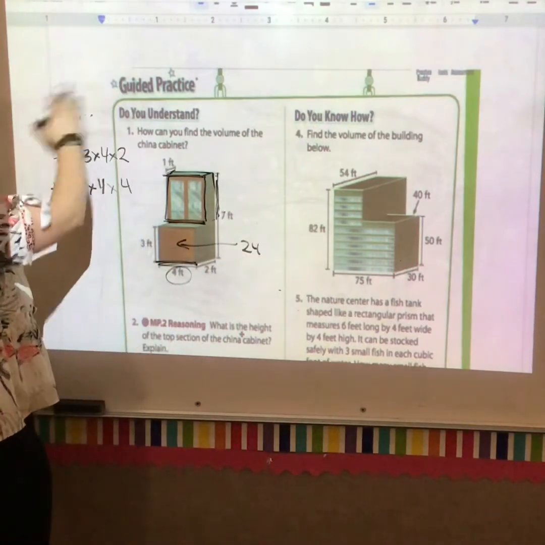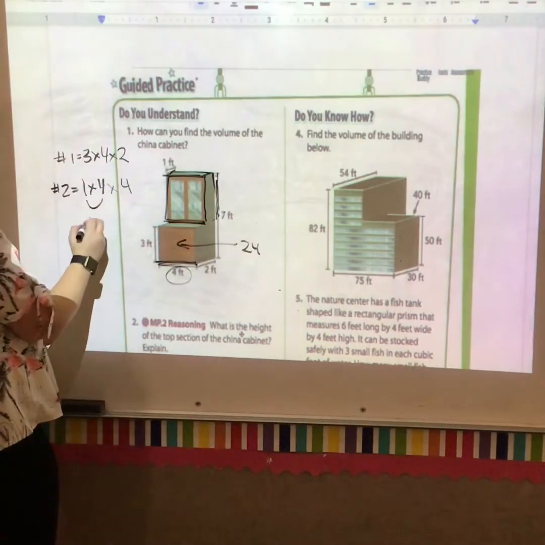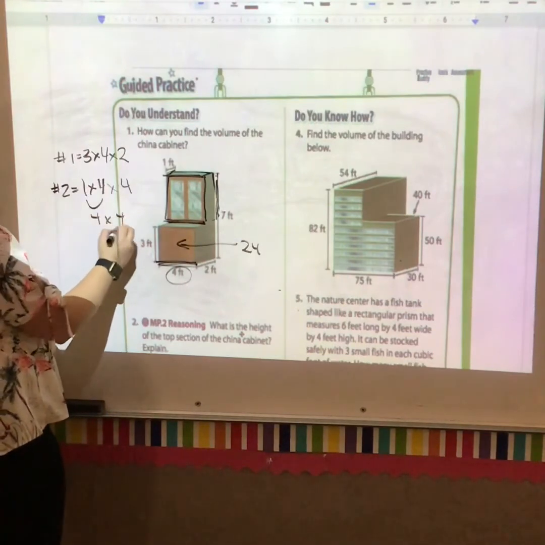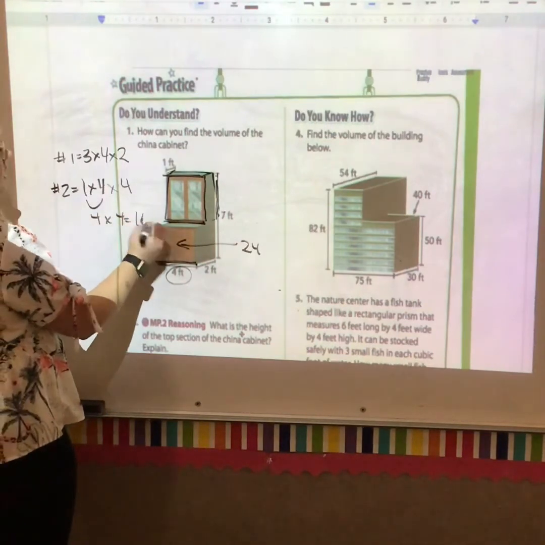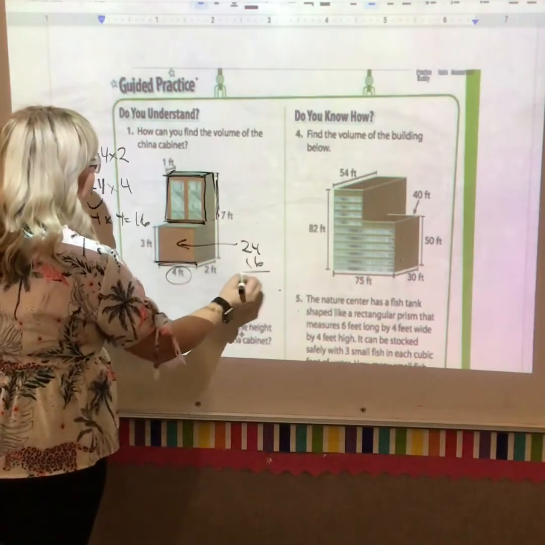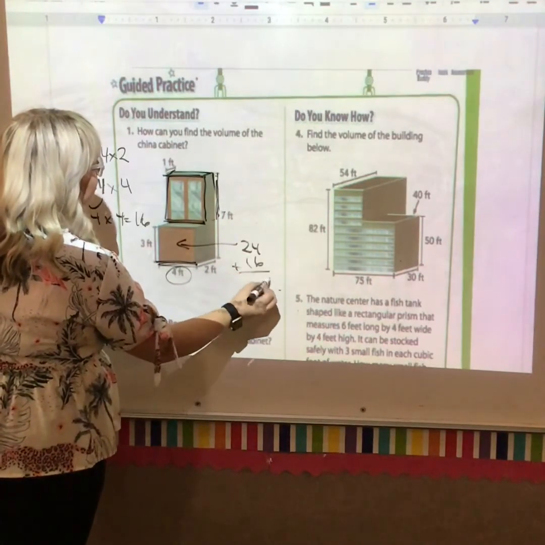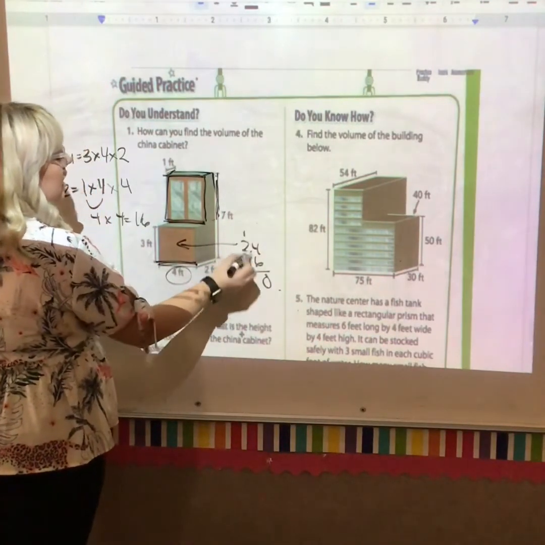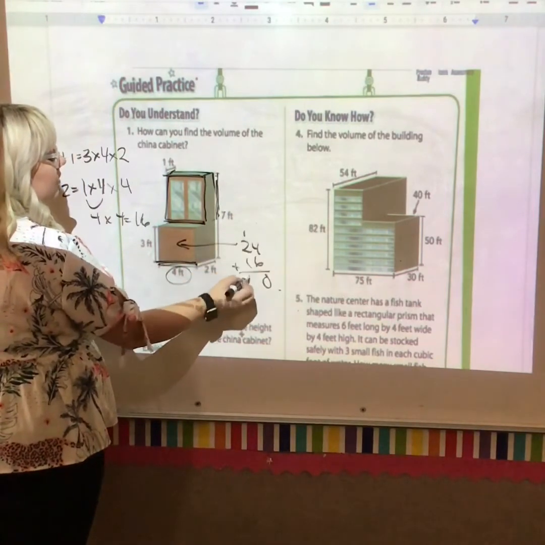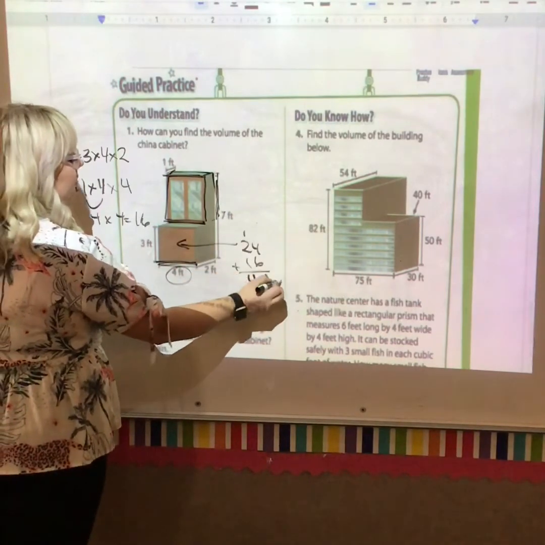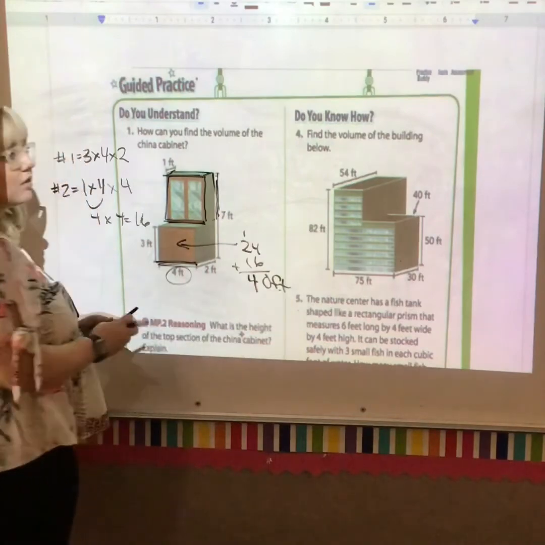Now let's look at the volume of the second piece. You're going to do 4 times 1, which is 4, times 4 equals 16. You're going to add 24 and 16 together. 6 plus 4 is 10. Carry the 1. 2 plus 1 is 3, plus another 1 is 4. So the volume of the entire piece is 40 feet.